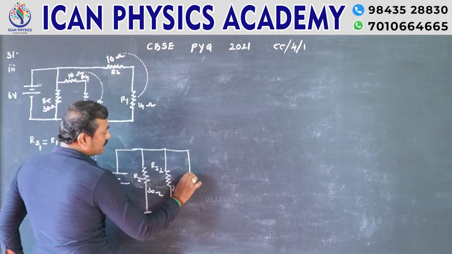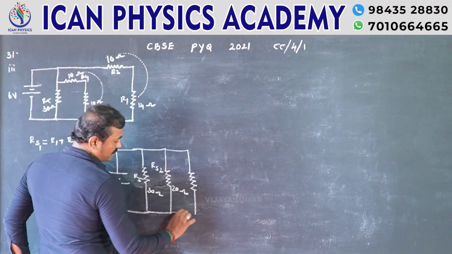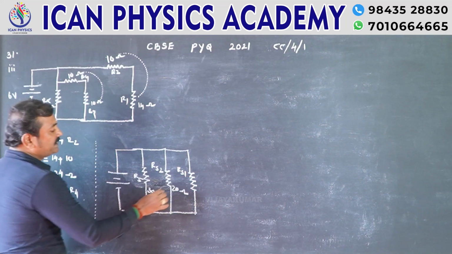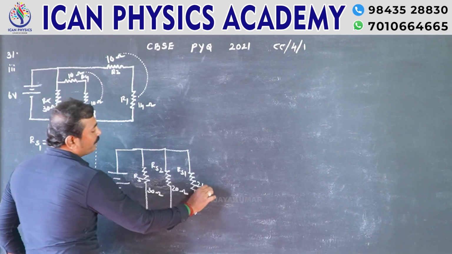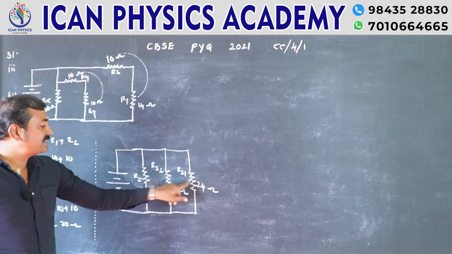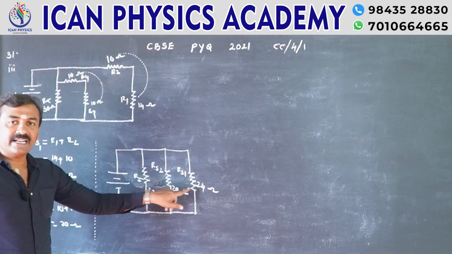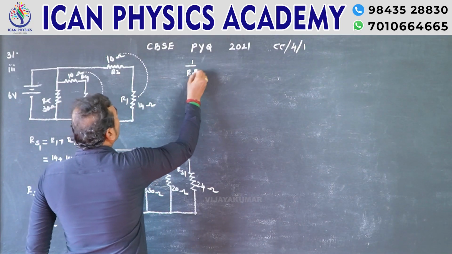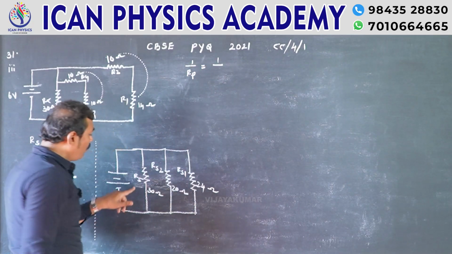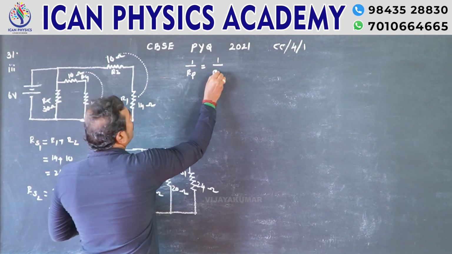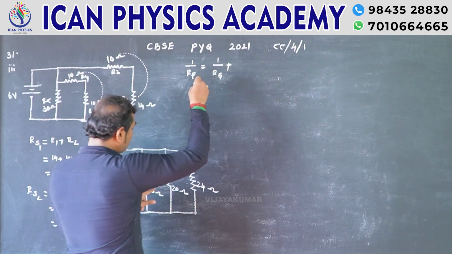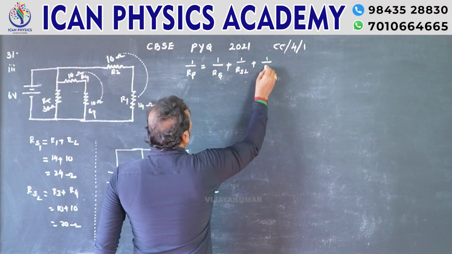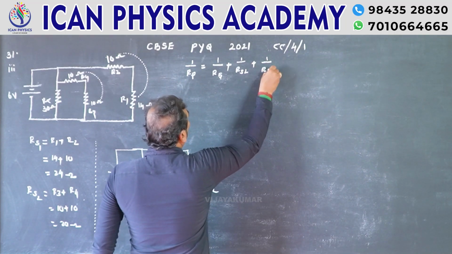RS1 becomes 24 ohm. Now look at these three resistances. Now they are connected in parallel. So when it is connected in parallel, 1 by Rp equals 1 by R5 plus 1 by RS2 plus 1 by RS1.